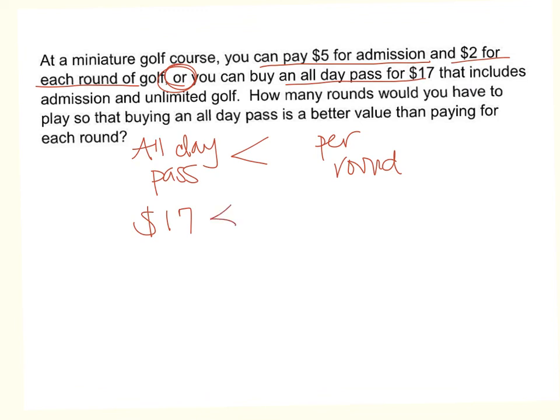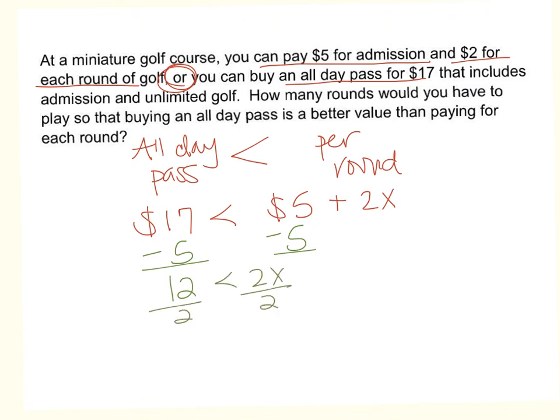So if I pay per round, it says that we have to pay $5 just to get in, plus we have to pay $2 per round. So $2 times however many rounds that we play. So let's solve this. We're going to take away 5 on both sides. 17 minus 5 is 12, so we have 12 is less than 2x. We divide by 2 on both sides. We find out that 6 is less than x.